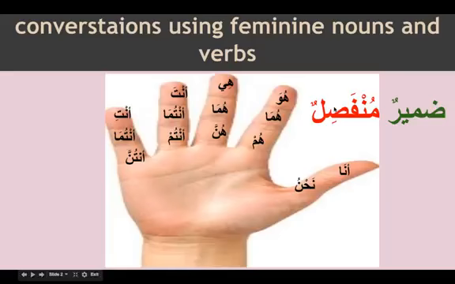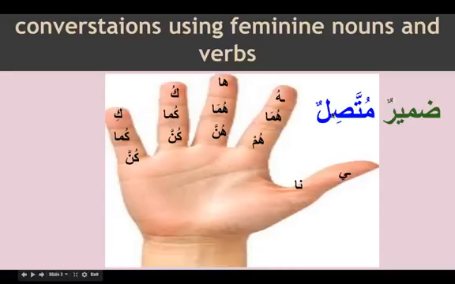So we know these are marfu forms of pronoun, so they come as mubtada most of the time in jumlatul ismiya. So what are these? Huwa, huma, hum, hiya, huma, hunna, anta, antuma, antum, anti, antuma, antunna, ana, nahnu.